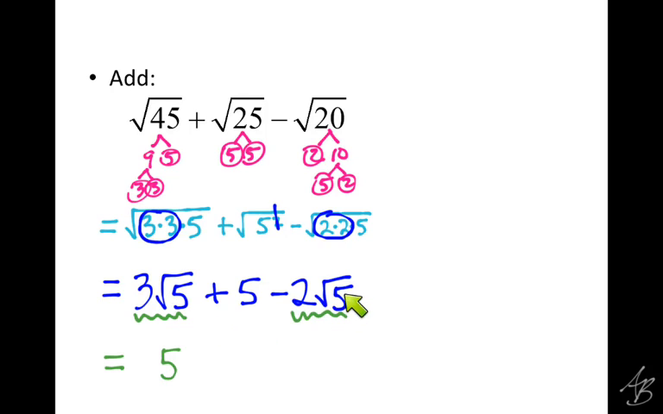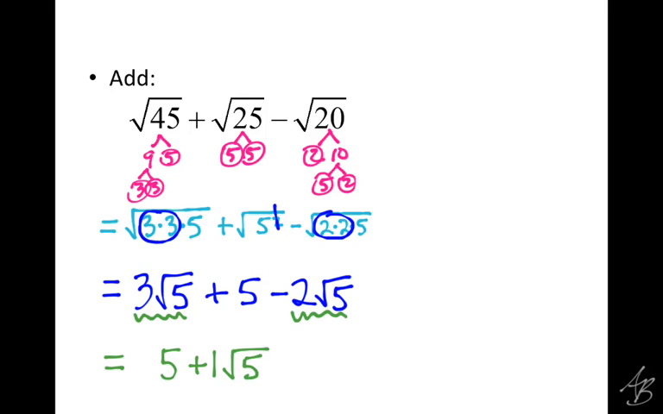Then we'll combine the 3 square root of 5 and the 2 square root of 5. The 2 square root of 5 is negative, so what is 3 minus 2? 1. Is that a positive 1 or a negative 1? It's positive, right? The 3 is positive and the 3 is bigger than the 2, so we're going to have more positives than negatives. So we get plus 1 square root of 5. And this answer is okay.